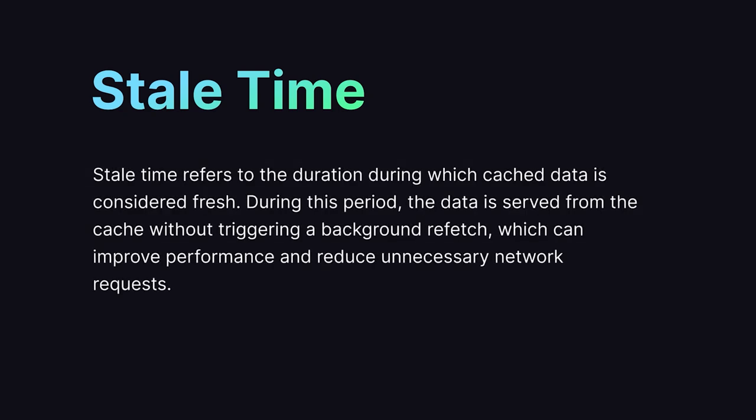Let's talk about the stale time. So the stale time refers to the duration during which the cache data is considered fresh, and during this period the data is served from the cache without triggering a background refetch, which can improve performance and reduce unnecessary network requests. I know that was a lot of gibberish which I just said, but you don't have to worry about that. So if you get it, cool. If you don't get it, you don't have to worry about it, because now I'm going to give you an example which will help you a lot.